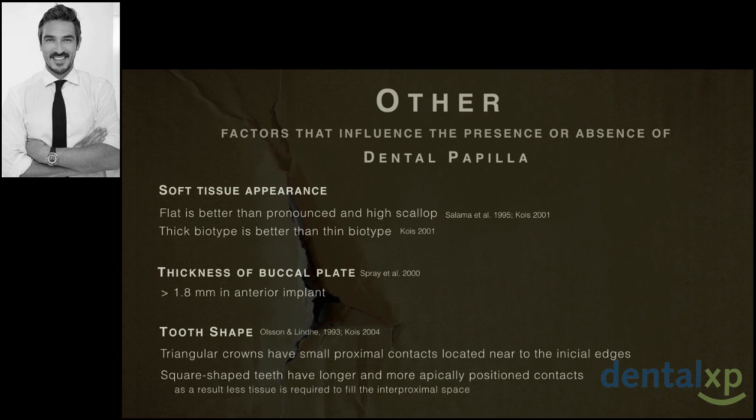And of course, the tooth shape, where we know that triangular crowns have small proximal contacts located near to the incisal edges. Square-shaped teeth have longer and more apically positioned contacts, and as a result, less tissue is required to fill the interproximal spaces. So this is very important when you're doing single implants in the aesthetic zone, is to actually understand the anatomy of the adjacent tooth before you go in.